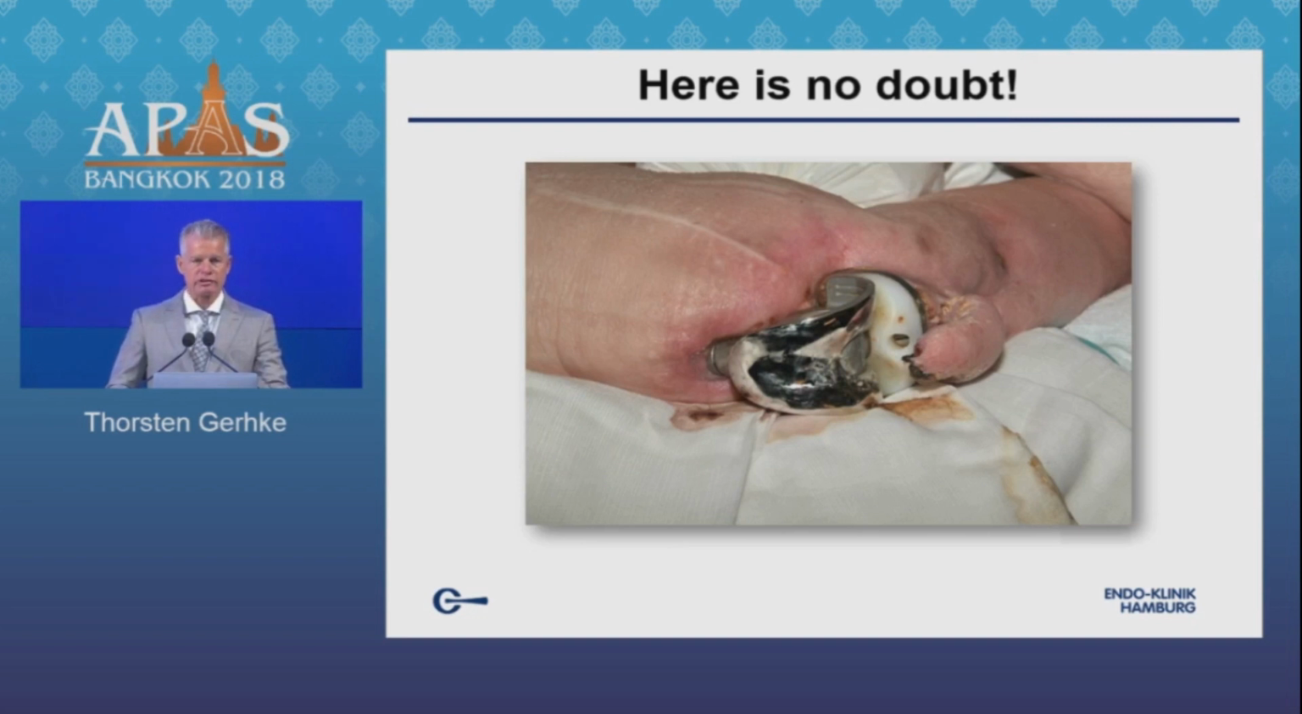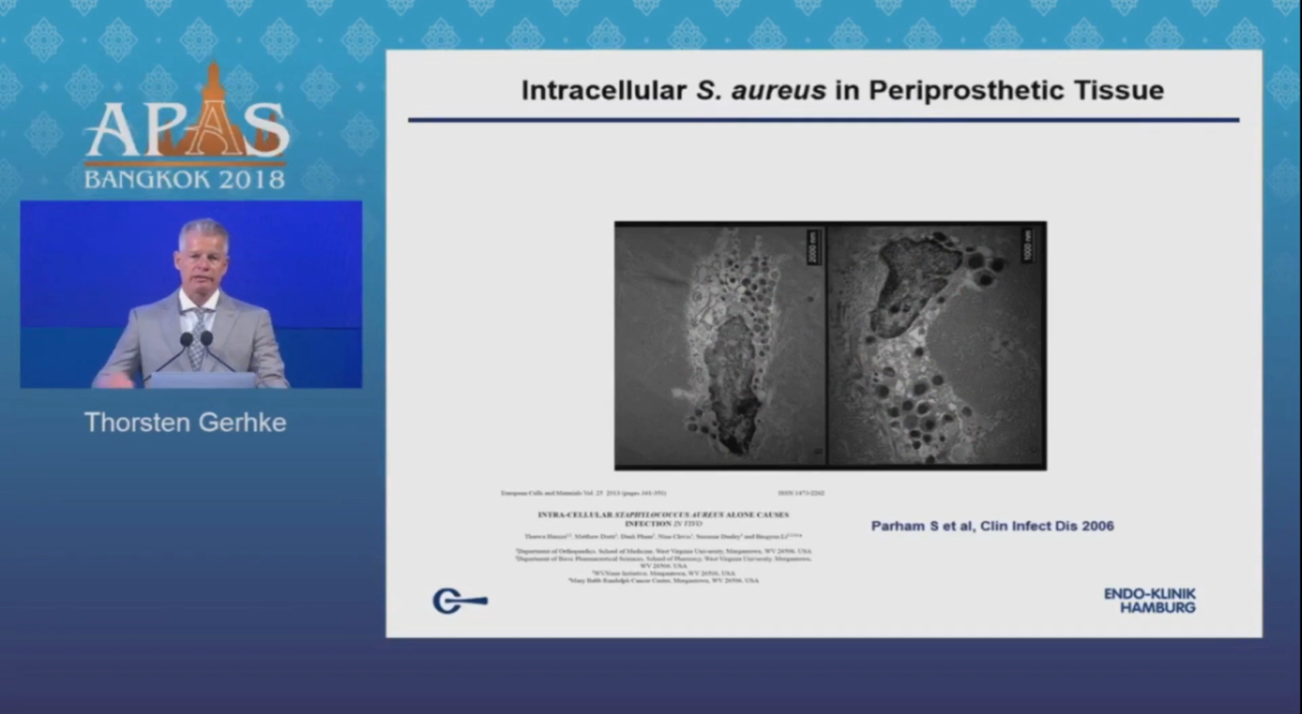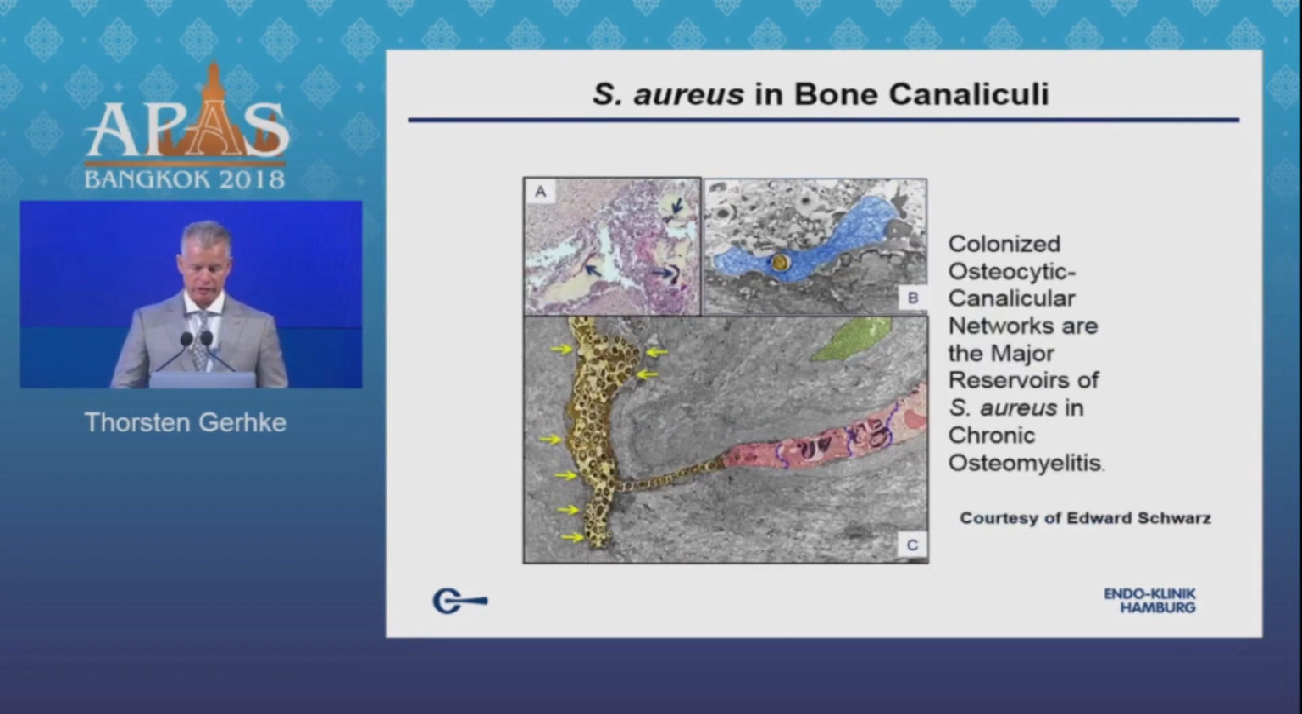Here, of course, there is no doubt that's an infected joint, without any doubt. But why is it so difficult to diagnose a periprosthetic joint infection? Because the bacteria have some ways to hide themselves, for example, inside the cells themselves, or as Jay already reported, they are able to colonize the bone canaliculi, and we cannot remove them from there, and we cannot diagnose them in these little canaliculi.